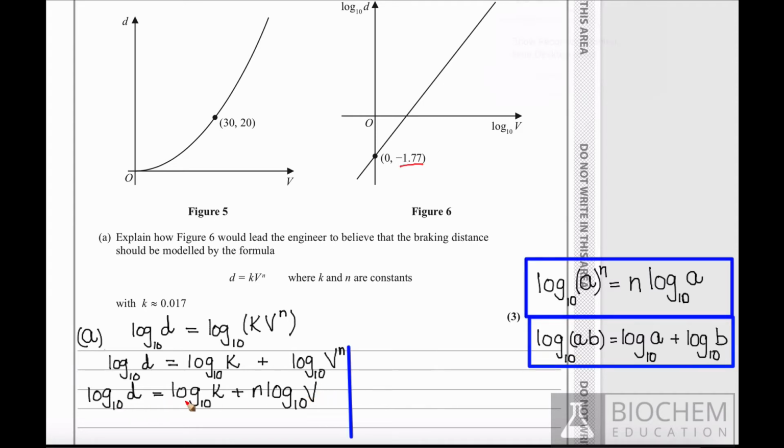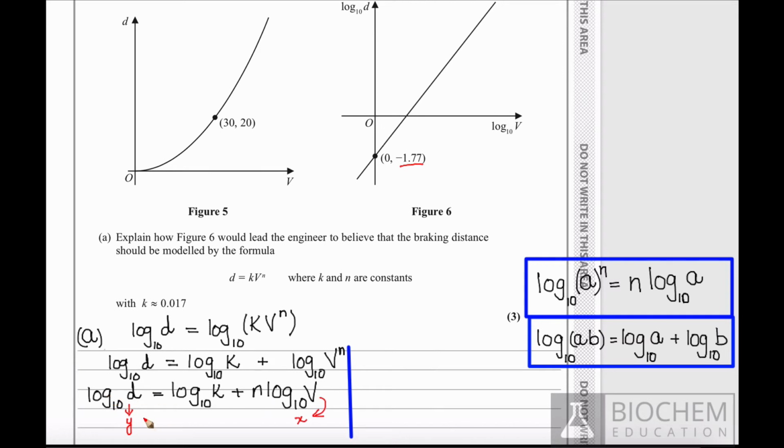Now we will equate this equation to the equation of a straight line, which is y is equal to mx plus c. So we can write this as our y. Log to the base 10 of v is our x. And on figure 6, they have plotted log to the base 10 of d, which is my y value, and along the x values, they plotted log to the base 10 of v. And that gave us a straight line.